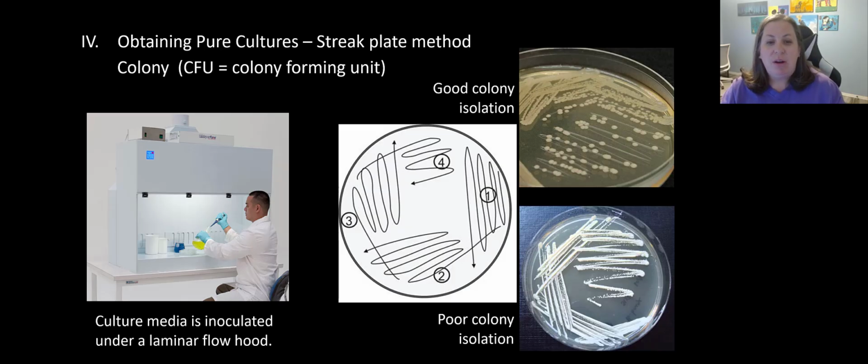If you go back into one or two, you're going to have poor colony isolation, which is this bottom picture. You don't have a lot of singular colonies present, but the top picture is good colony isolation. You can see that there are colonies that are completely by themselves, not touching anything else. Those are the ones you're going to take from your samples. Okay, so they're really important with that.